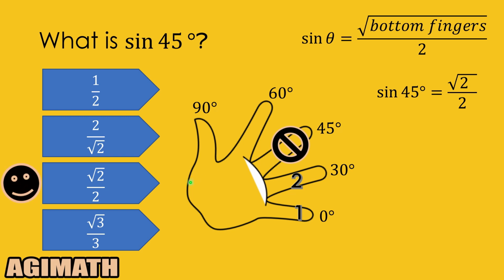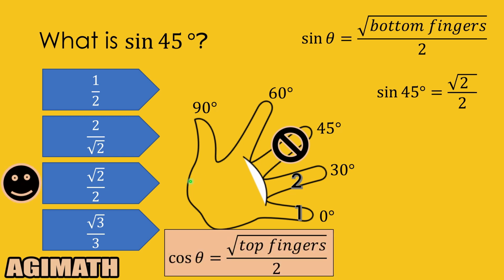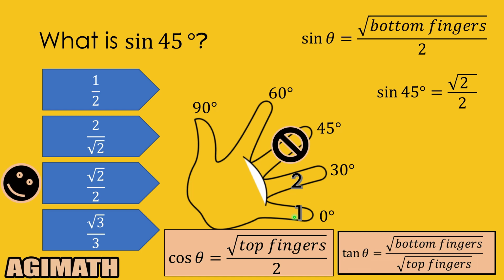Next, for cosine theta, this will be the formula: the square root of top fingers over 2. It's very easy to remember these formulas rather than memorizing the table of the values of these special angles. And for tangent, it's the combination of sine and cosine: square root of bottom fingers over the square root of top fingers.